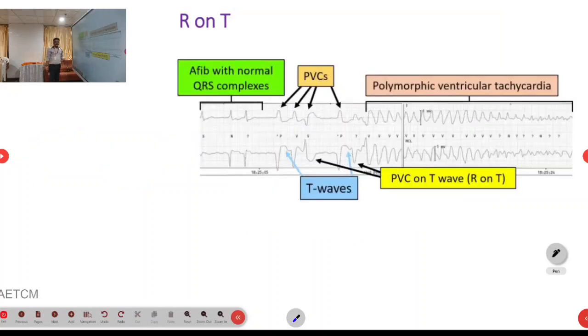Now R on T I have already explained. R on T phenomenon is when the R wave of your ventricular premature complex falls on the T wave. So here you can see the R is on a T wave.